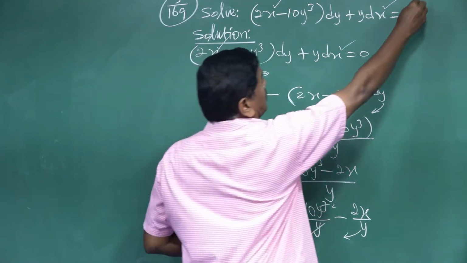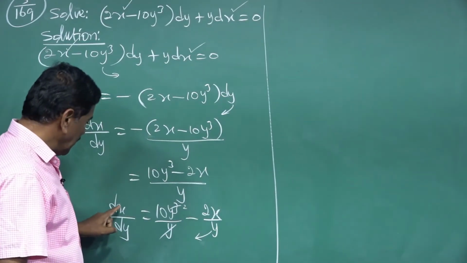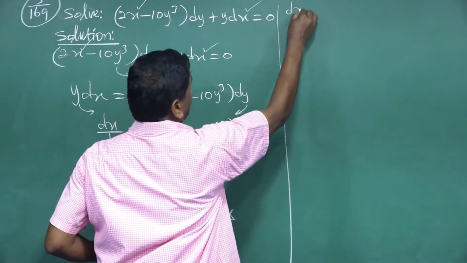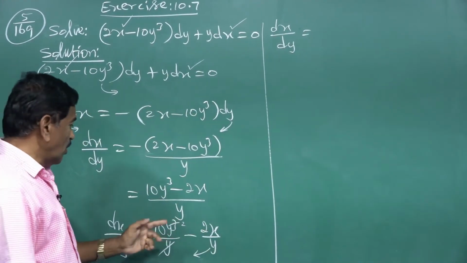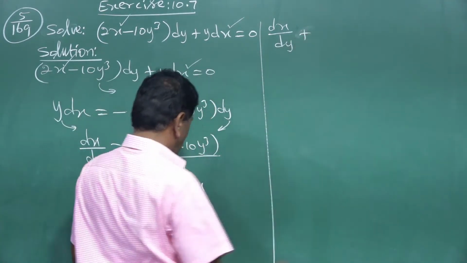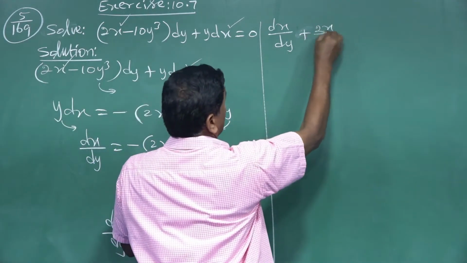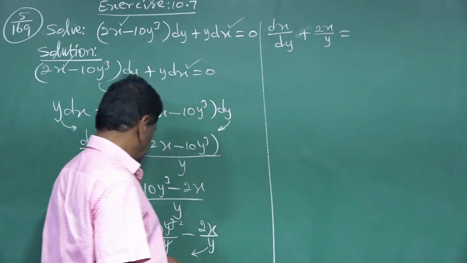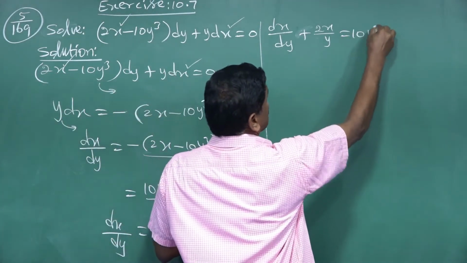Listen, there is no place downwards, so next page. Dx by dy is equal to, not equal, the minus comes to the left side and becomes plus. So dx by dy plus 2x by y is equal to 10y square.